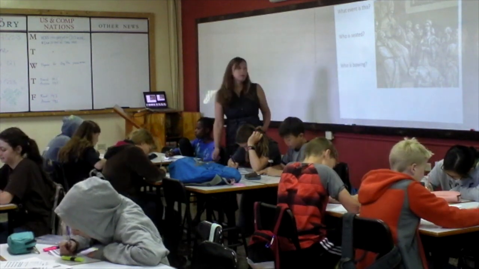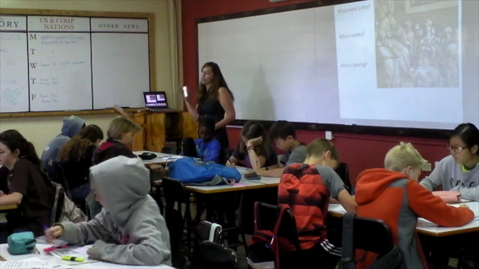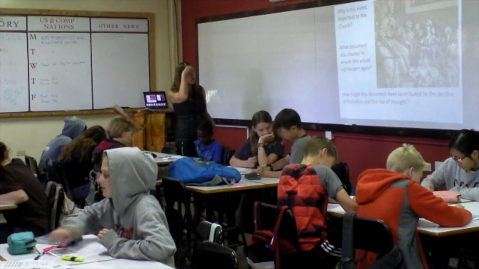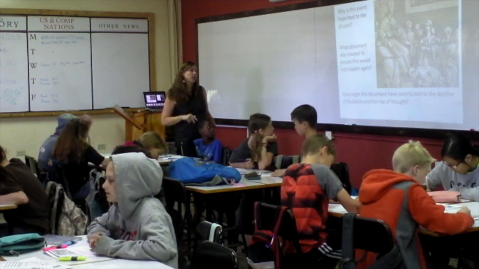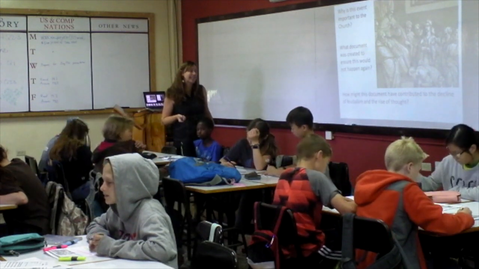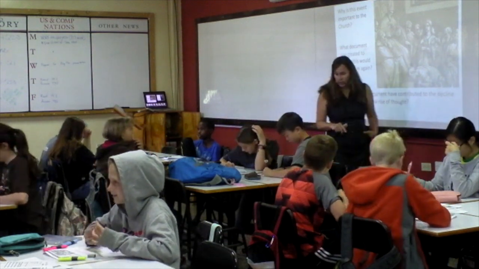Alright, looks like most of you guys are there. Come back to me, please. Thank you. Looks like most of you are there. Let's go ahead and do the next questions. Why is this event important to the church? What document was created to ensure this would not happen again? And how might this document have contributed to the decline of feudalism and the rise of democratic thought? Would you work on those questions?